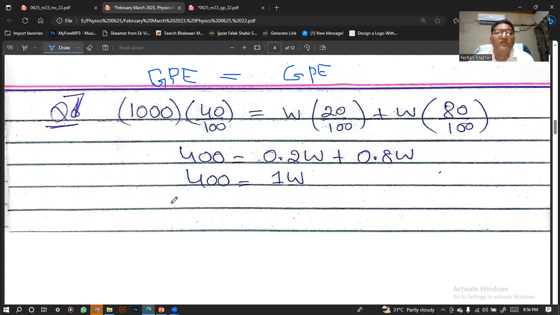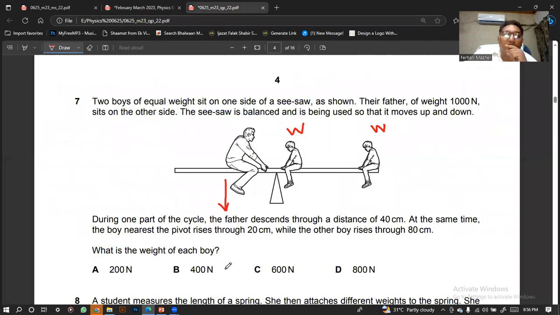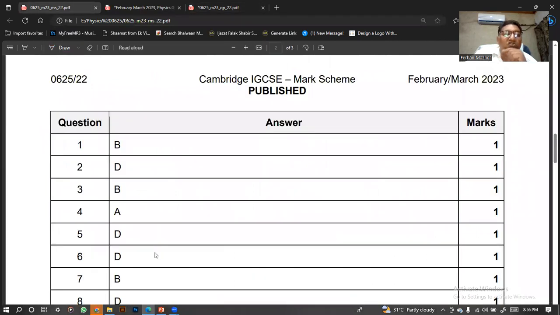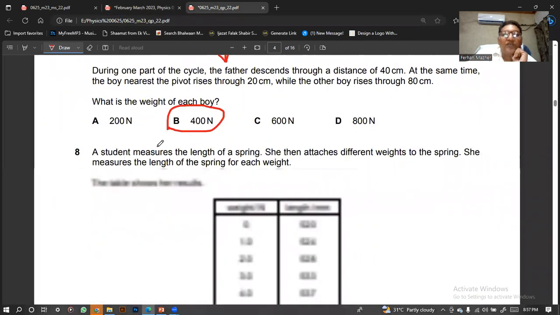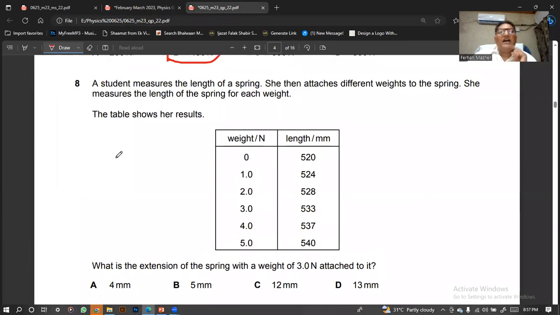So 1W will be equal to 400 newton. So the weight of one boy is 400 newton. So we think B is the choice. Question number 7, B is the right choice, sir. It's right, sir. Okay, so we are going to the next question.